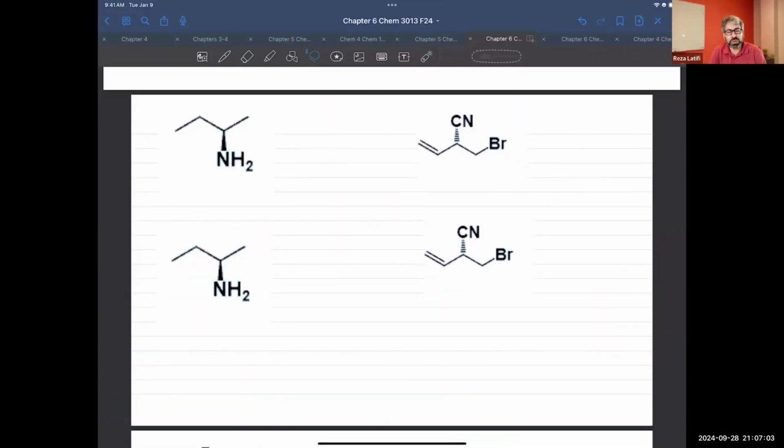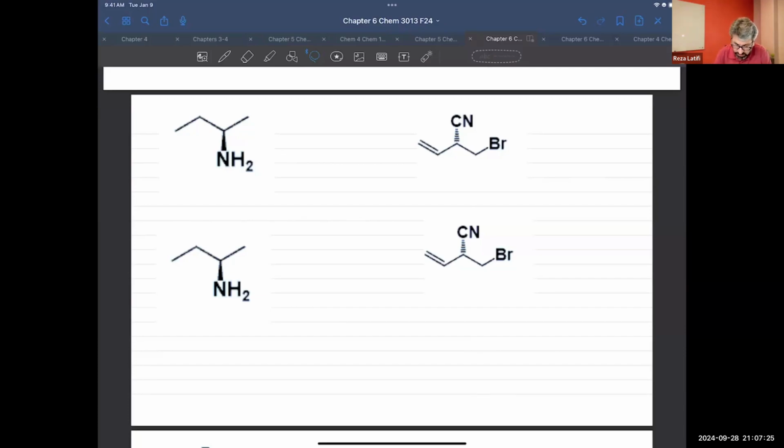Welcome back. I'm going to practice some examples of how to find whether the configuration is R or S. If the rotation is clockwise, we say R. Counterclockwise, it will be S. And the way we assign priorities, we go after atomic number. The one with the highest atomic number will get the first priority.